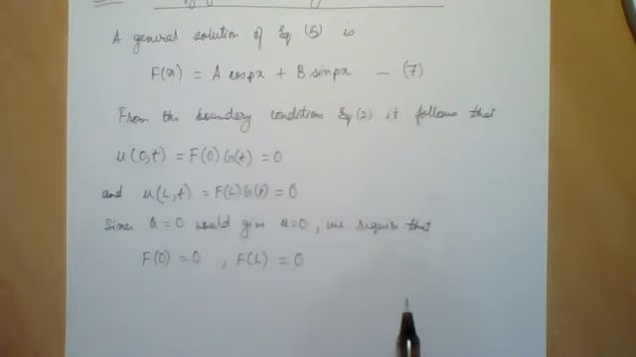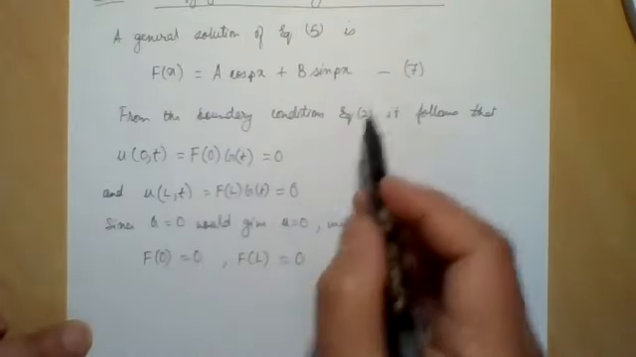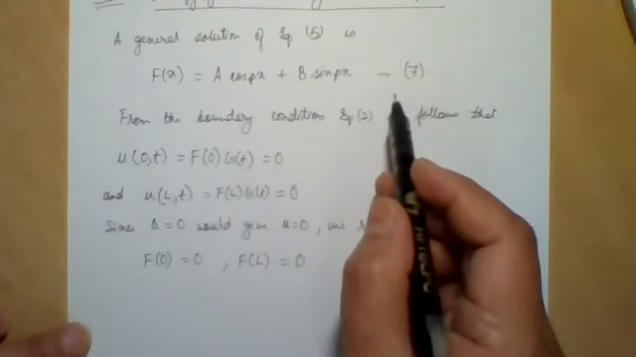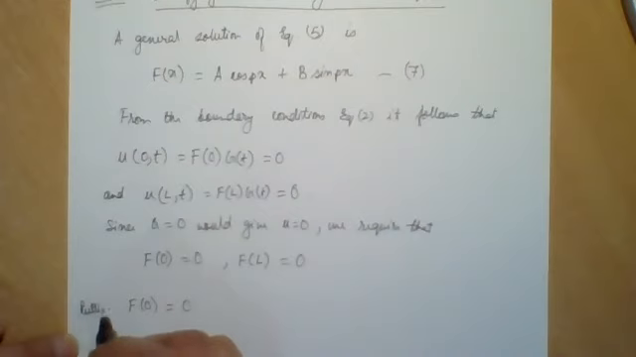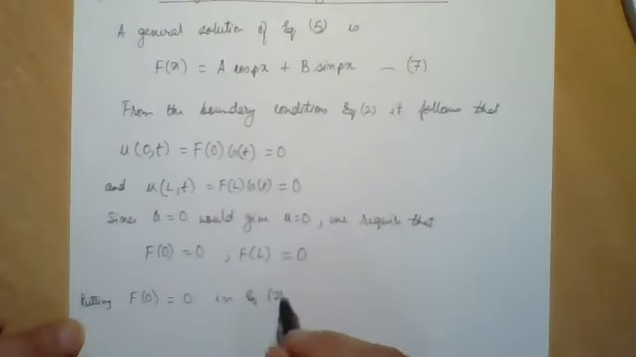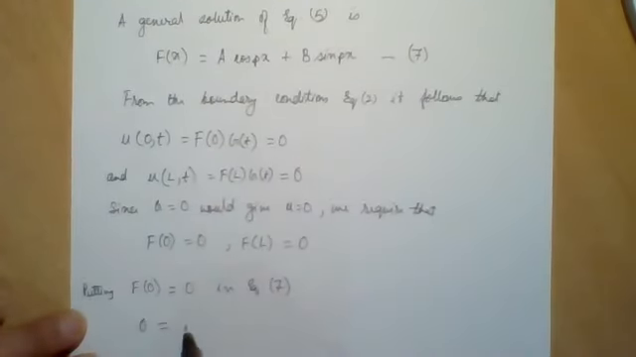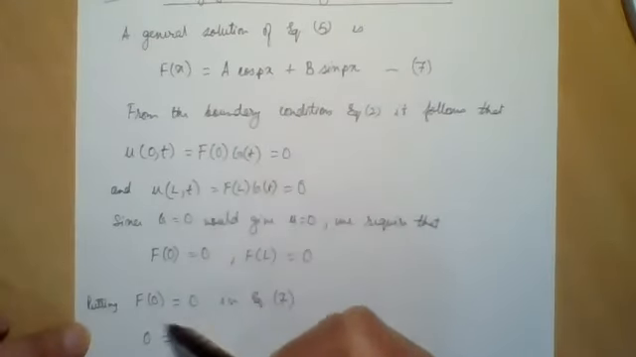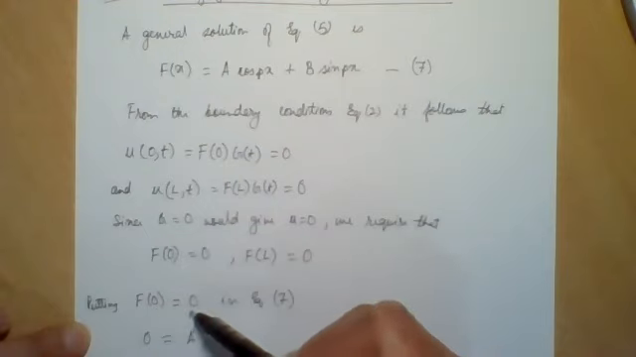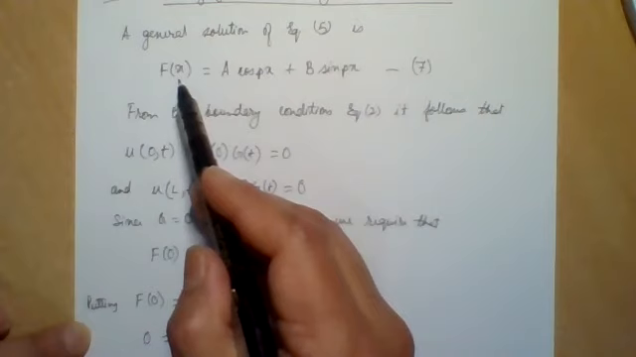Now, if I put f of 0 equal to 0 in equation number 7, what do I get? We get 0 equal to a. When you put x equal to 0, f of 0 means the function f should be 0. So the left hand side is 0 when x is equal to 0.